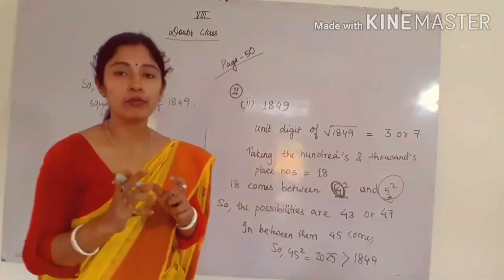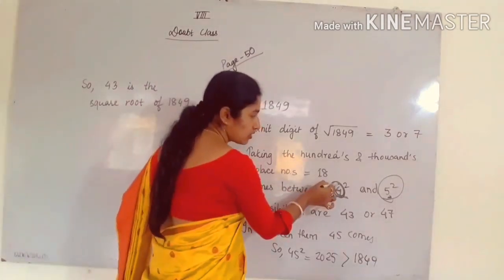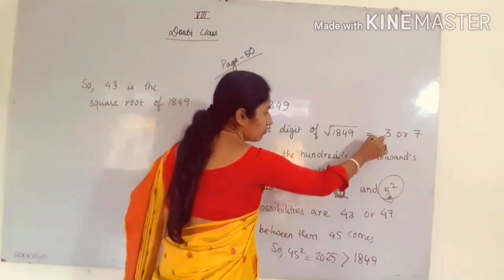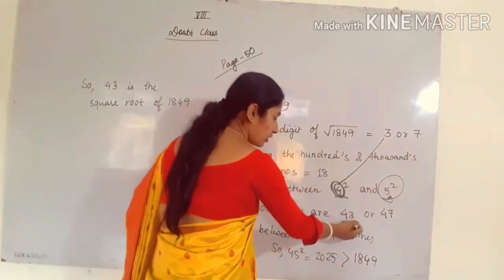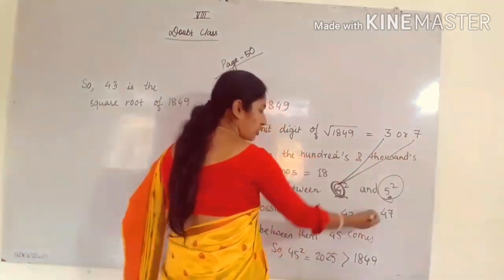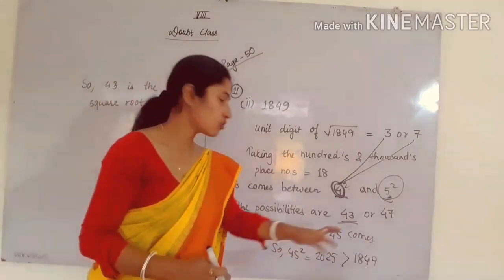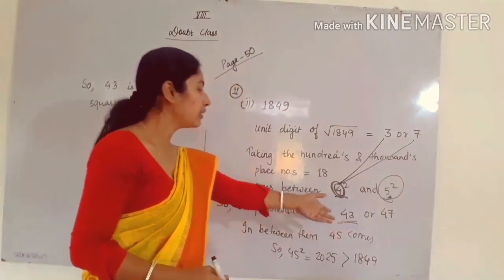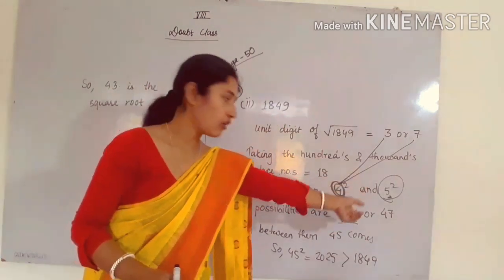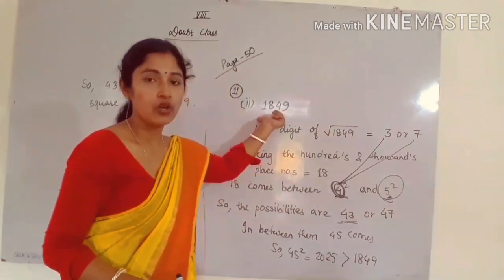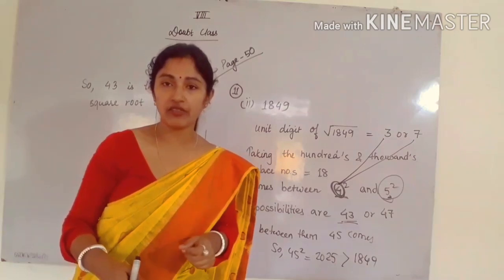Now we have to form the number. See how to form the number. We have to take the base number, that is 4, and you have to write the next one, that is 43, and the next number will be 47. So these are the two possibilities. That means the square of 43 may be 1849, or we can say the square of 47 will be this one. Okay. So now what we have to check, in between 43 and 47 a number comes, 45.